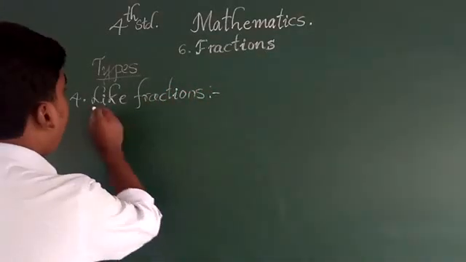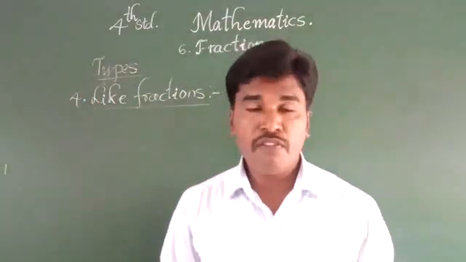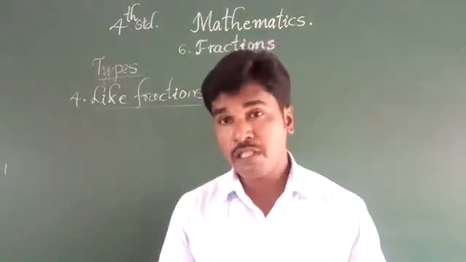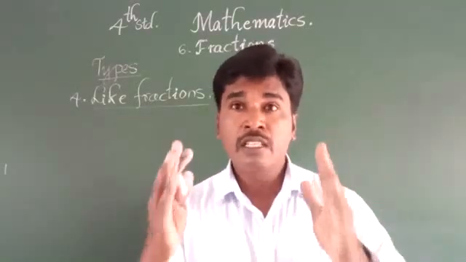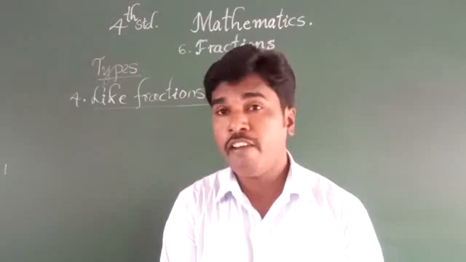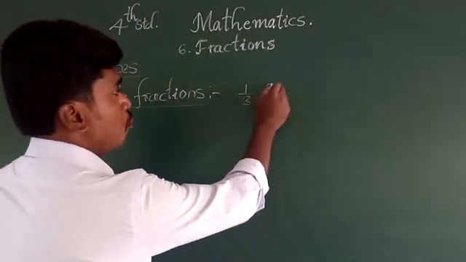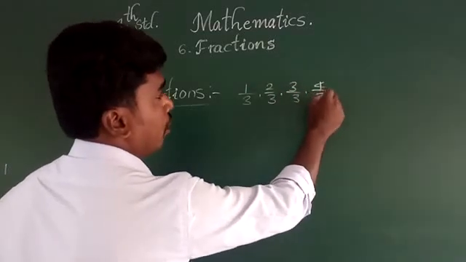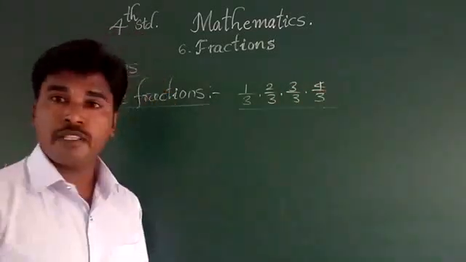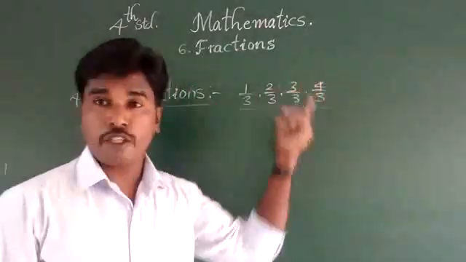Dear students, like means same or similar. Suppose you consider two or more fractions. If the denominators are the same, then such fractions are called like fractions. For example, 1/3, 2/3, 3/3, 4/3. These are all like fractions because the denominator is the same for all the fractions.